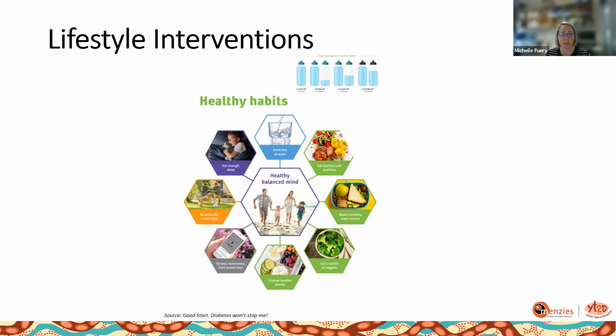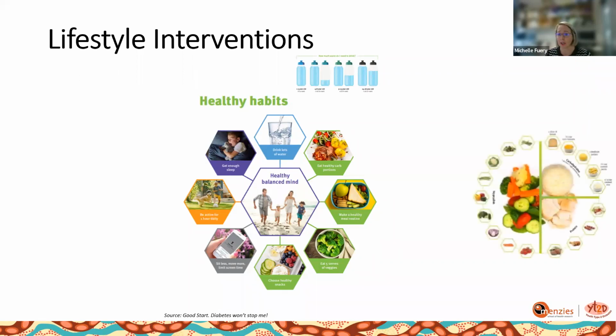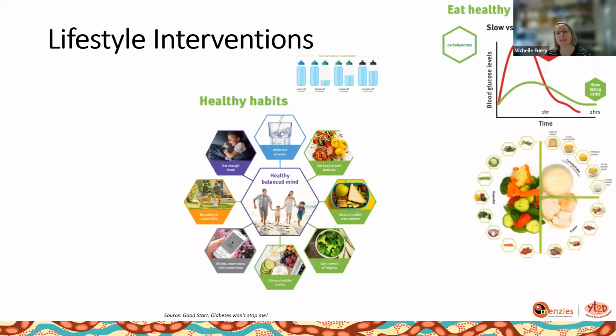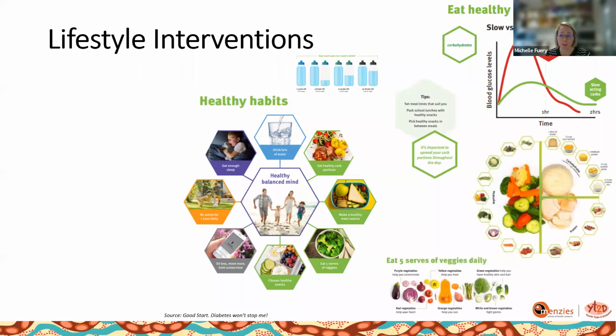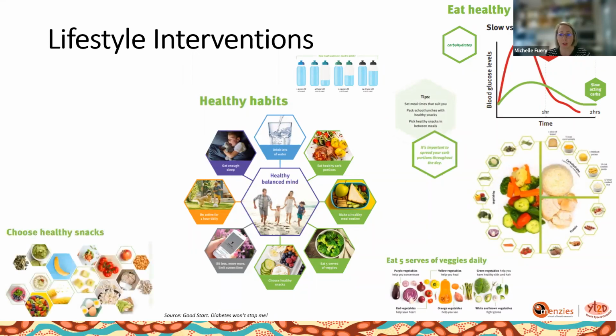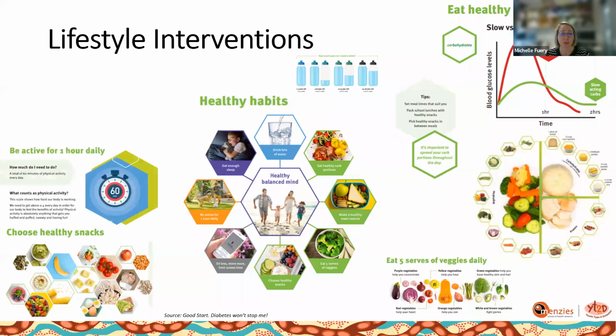So when we're looking at these healthy habits, we're looking at swapping those sugary drinks for water. We're looking at healthy portion sizes. We're looking at healthy carb portions, so replacing high GI carbohydrates with low GI carbs. We're looking at meal routines, achieving 5 serves of veggies daily, choosing healthy snacks, reducing sedentary time, and achieving 60 minutes per day of moderate to vigorous physical activity, including muscle strengthening exercise 3 times per week. And this helps to improve muscle mass, body composition, insulin sensitivity and management.